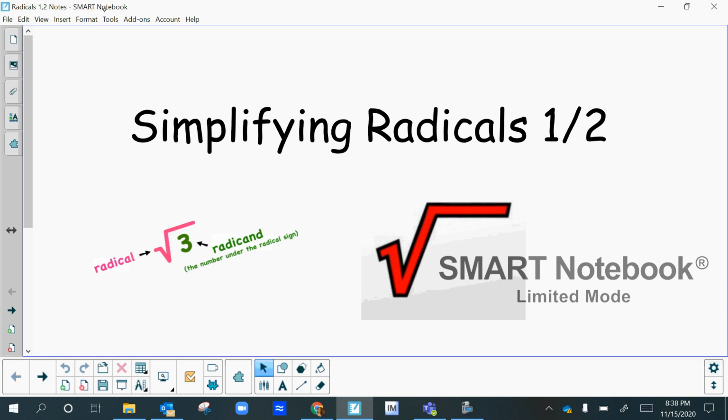This is going to be a new unit where we're going to mainly focus on right triangles. And whenever we're working with right triangles, we're going to use the Pythagorean theorem, which leads us to using the square root, also known as a radical. So in this first lesson, we're going to learn how to simplify radicals.